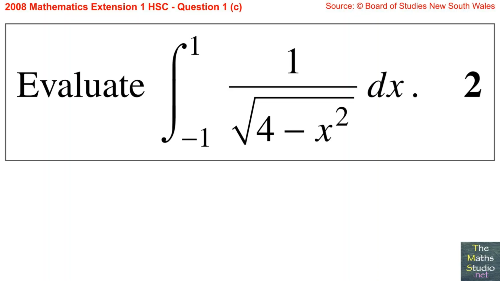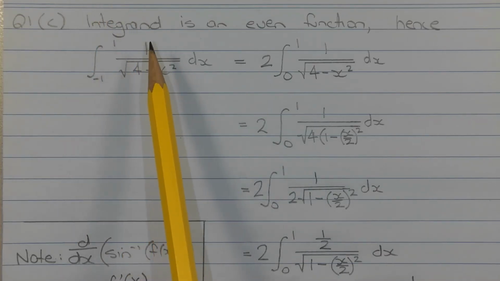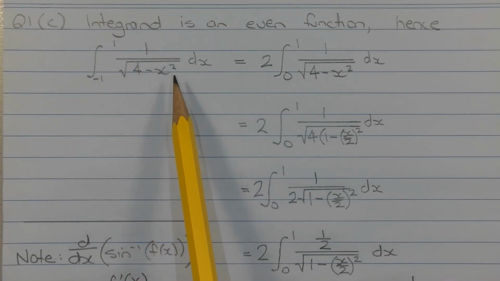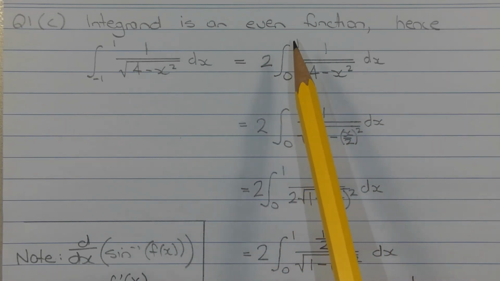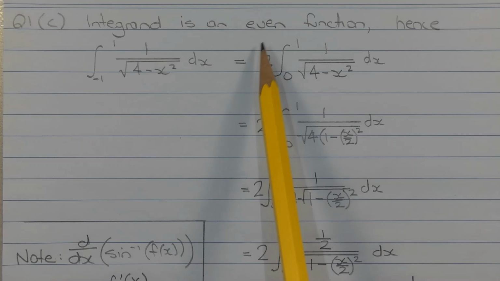Question 1, Part C. Evaluate the integral of 1 over the square root of 4 minus x squared dx from x equals -1 to x equals 1. The integrand 1 over the square root of 4 minus x squared is an even function. Hence, rather than integrating from x equals -1 to x equals 1, we get the same value if we integrate from x equals 0 to x equals 1 and then double the value of the integral.